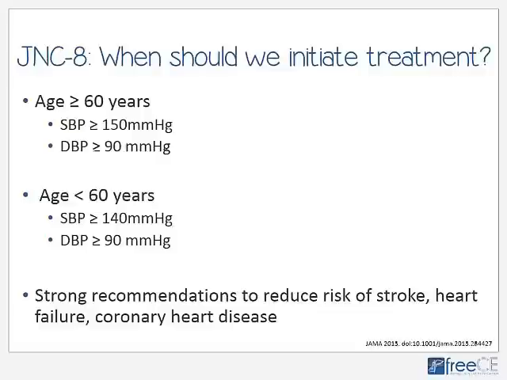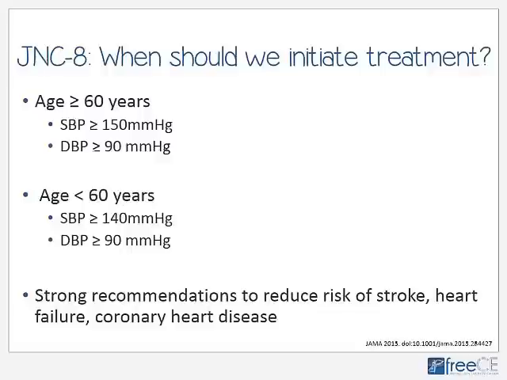For the sake of time, I didn't go into the differences in these 2 age group cutoffs, but just suffice it to say, in summary, it's that the older the patient, the more likely there could be harm from using multiple agents to get to a lower blood pressure. And we don't have the evidence to show that there is a true benefit there. These are strong recommendations from JNC-8 in terms of their evidence level that show using these numbers will reduce the risk of stroke, heart failure, and coronary heart disease.